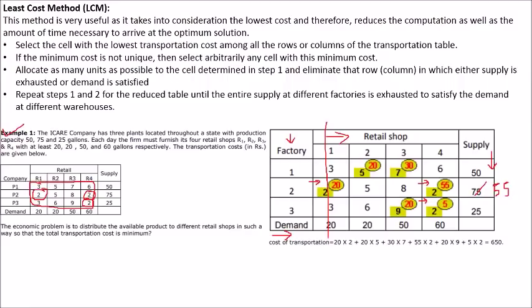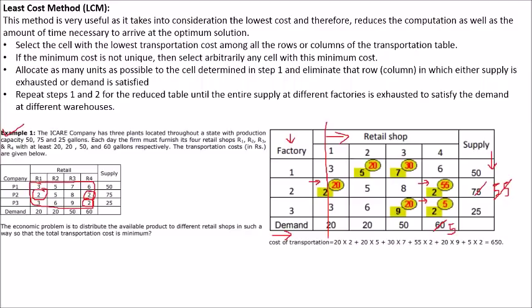Next, I am left with these two, and here there is a 2. I have 55 in my supply and the demand is higher. So all the 55 I can allocate here. So I have allocated 55. This 60 demand, 55 is already closed, so I am left with 5 demand.